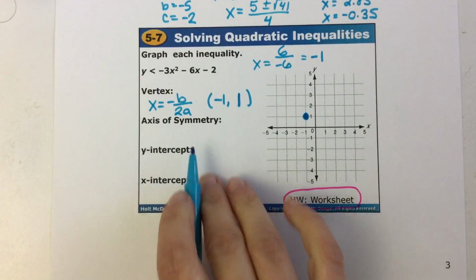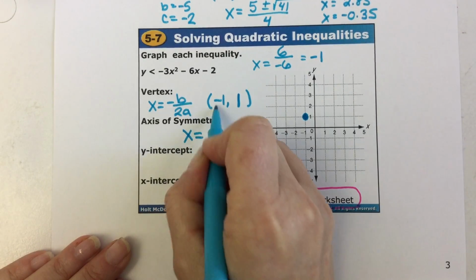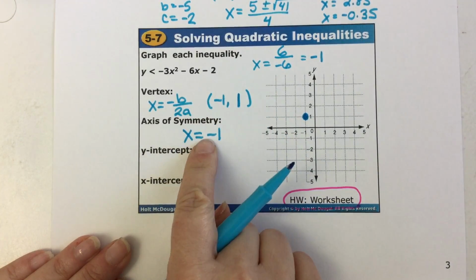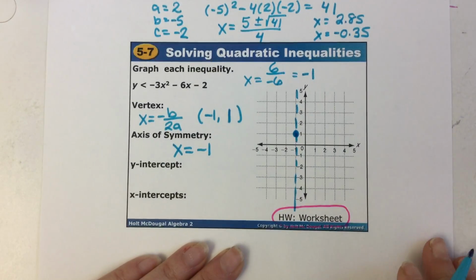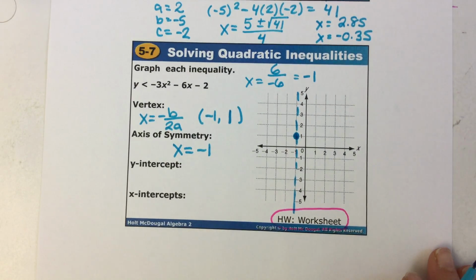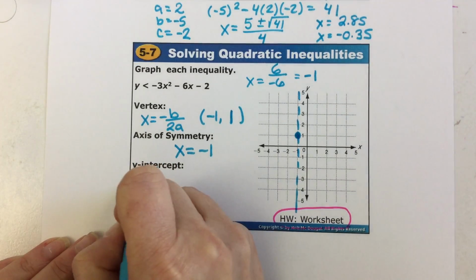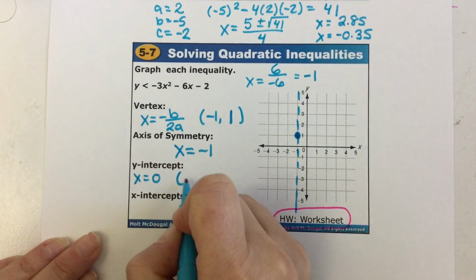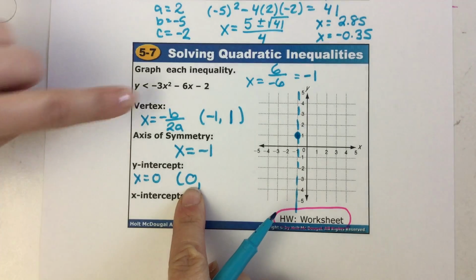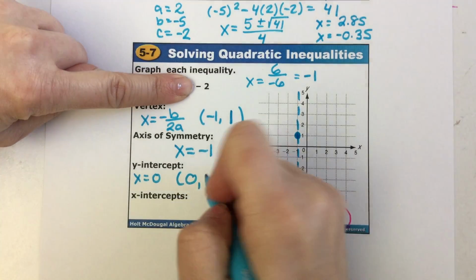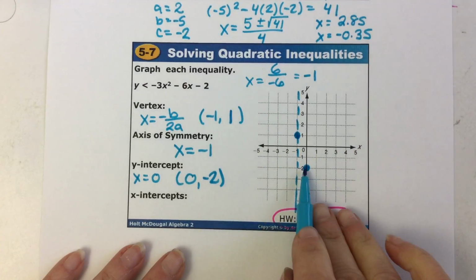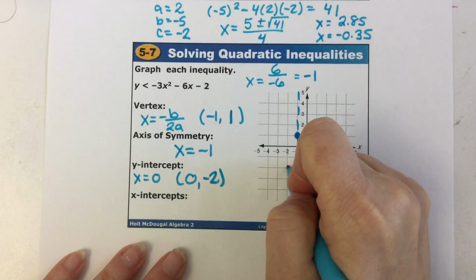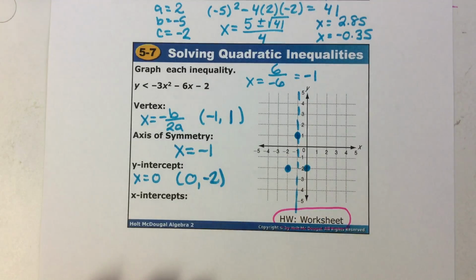Now your axis of symmetry. It's x equals whatever the x value was from the vertex. That's where you have your dotted line. That is a mirror image of the quadratic. Your y-intercept occurs where x is 0. If I fill in a 0 for x, this would cancel, this would cancel. I have a point at -2. I can plot this over because this line is like a mirror image.